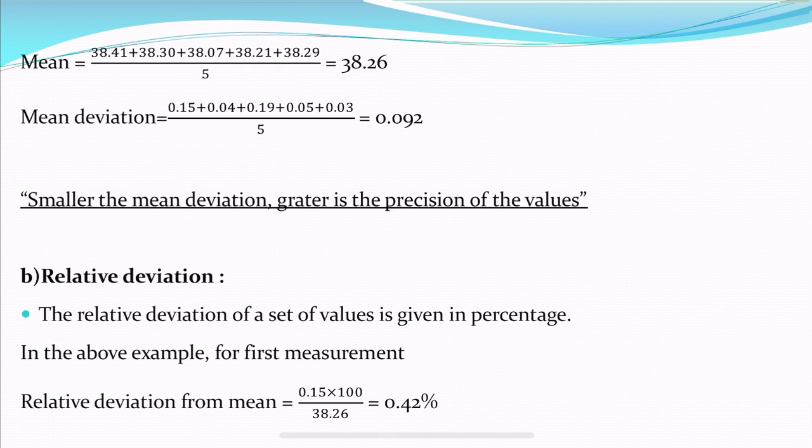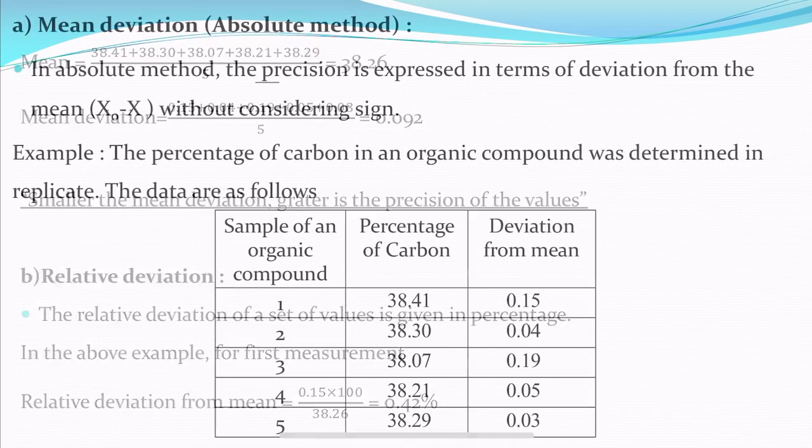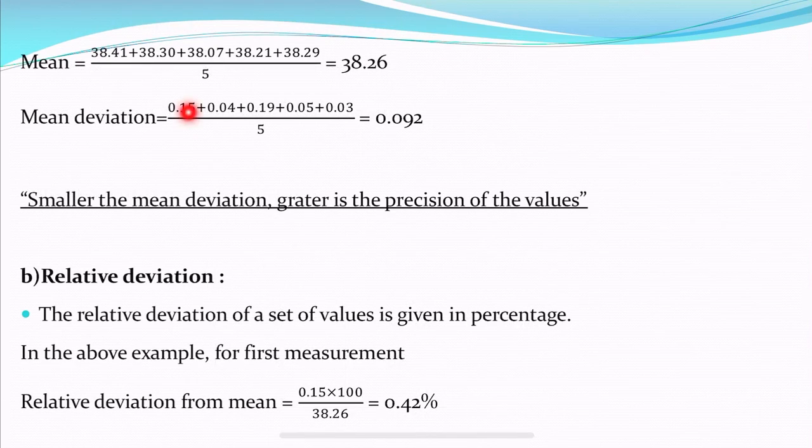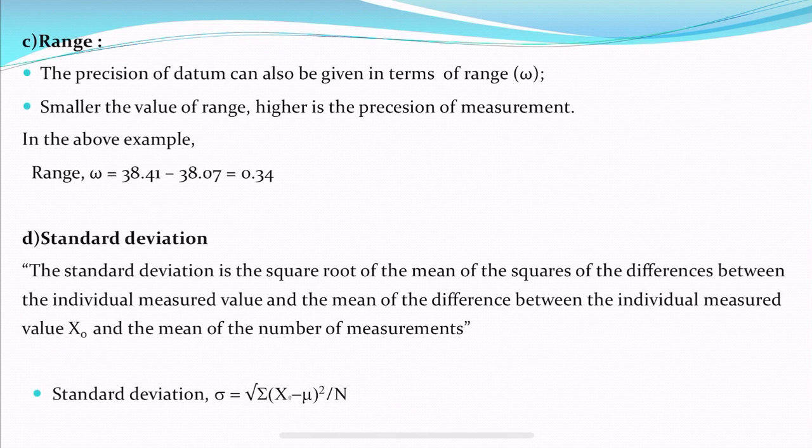Let us take the same example. In the above example, for the first measurement, the mean deviation is 0.15. So 0.15 into 100 divided by 38.26 is equal to 0.42 percentage. So this is the relative deviation. We are just calculating the percentage of each deviation. This is the first mean deviation measurement, and I am calculating it in terms of percentage to report it as relative deviation. Understood?